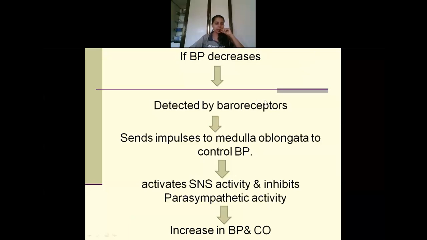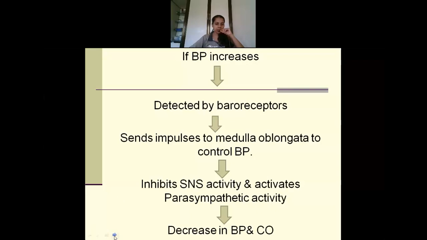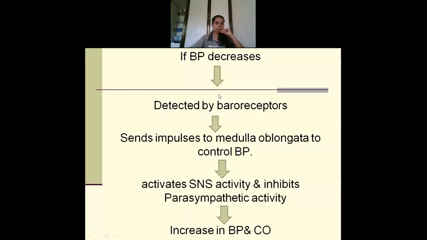Now next is what happens when the BP is decreased. Now already I have told you regarding what happened when the BP was increased. Now next I am going to tell what happens when BP is reduced. When the BP is reduced again, when there is hypotension, it is sensed by the baroreceptors. Okay, so baroreceptors will sense it and again it will send impulse to the medulla oblongata to control the BP. Okay, now what happens is opposite. BP is reduced, isn't it? So what you have to do to increase the BP?